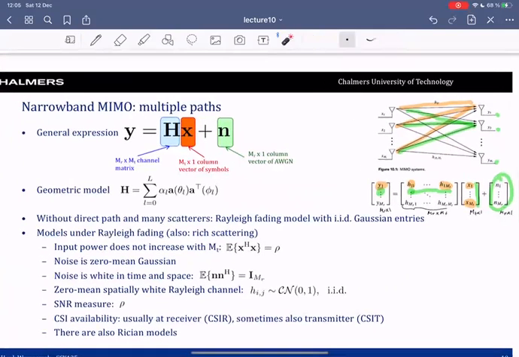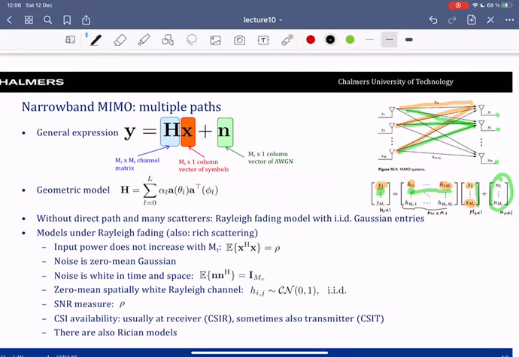So this then leads to this general observation model. I can call this a vector y, that's written here. There's a matrix here, I call this H. This vector of transmit symbols is x, and the noise I put in the vector n.